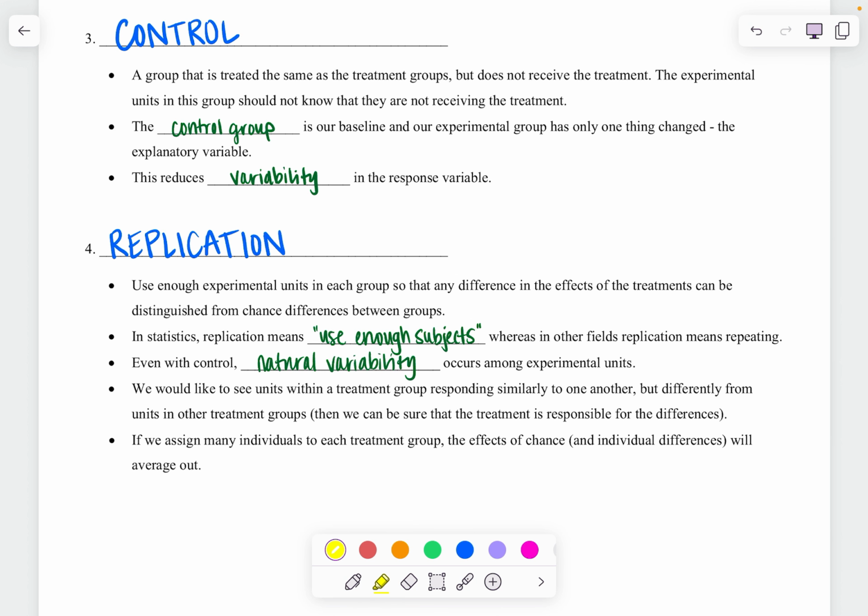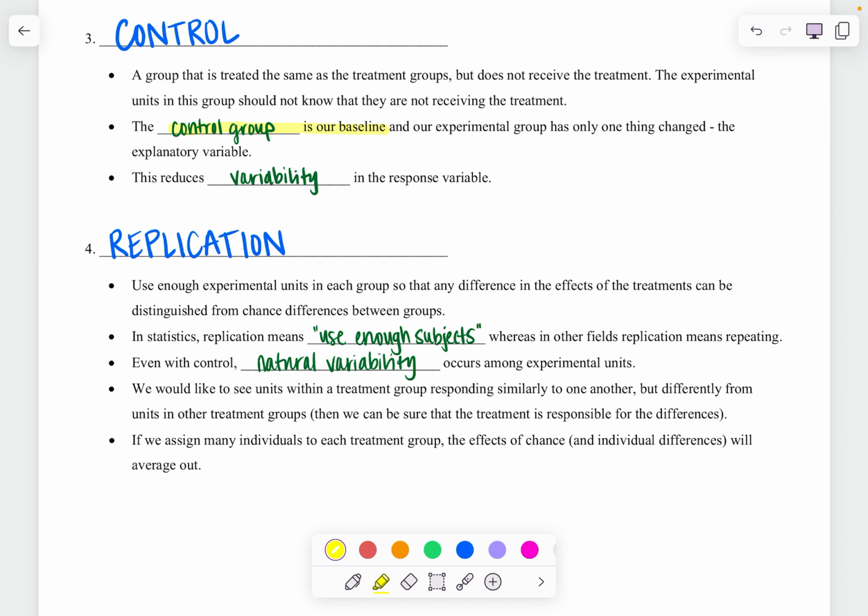A lot of the time you also can have a control group, and that's going to serve as your baseline. So your group where, if I wasn't doing anything at all, this is what would normally happen. So a lot of the time it's what they currently do. So if I'm testing a new fertilizer, my control group might just be the old fertilizer. And that's going to hopefully help reduce that variability.